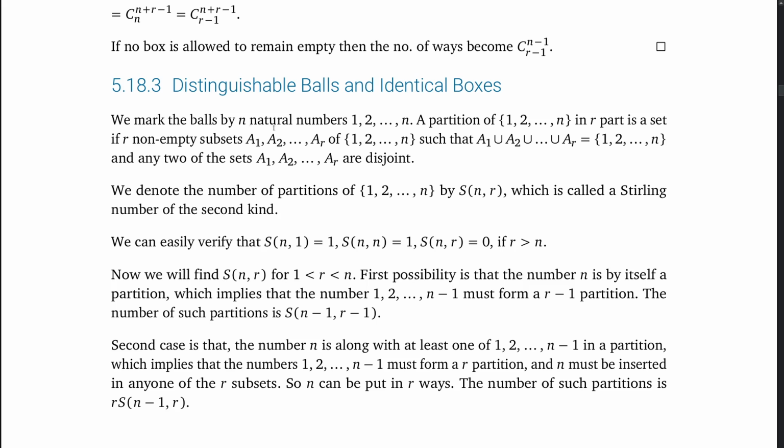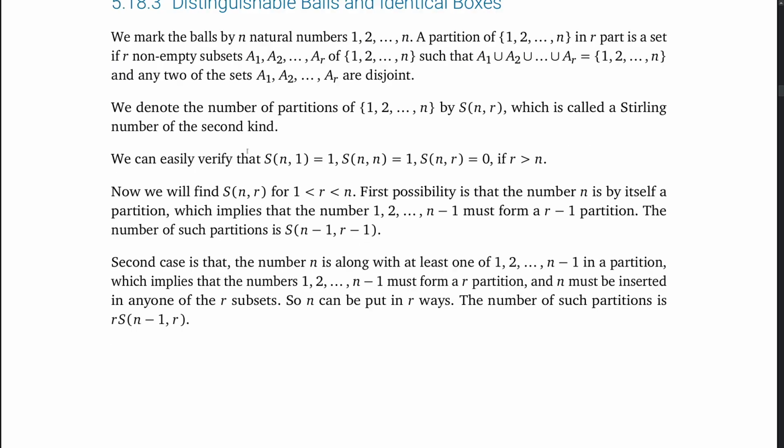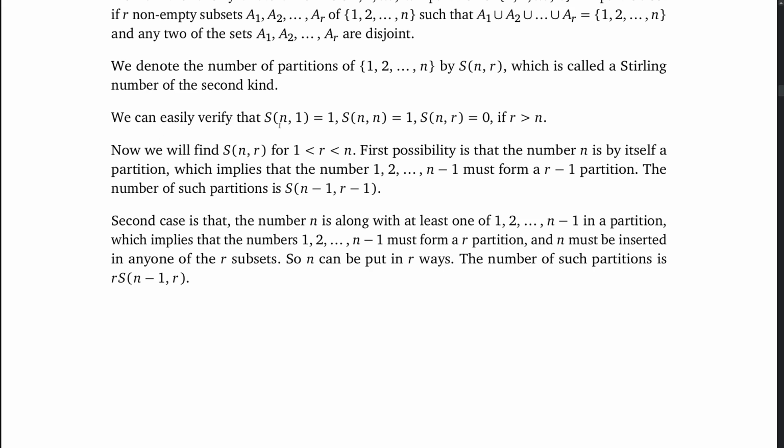We mark the balls by n natural numbers 1, 2 through n. A partition of {1, 2 through n} into r parts is a set of r non-empty subsets A1, A2 through Ar of {1 to n} such that A1 union A2 union through Ar is equal to {1 to n}, and any two of the sets A1, A2 through Ar are disjoint. That is, their intersections are empty sets. We denote the number of partitions by S(n, r), which is called the Stirling number of the second kind. We can easily verify that S(n, 1) is equal to 1, S(n, n) is equal to 1, and S(n, r) is equal to 0 if r is greater than n.